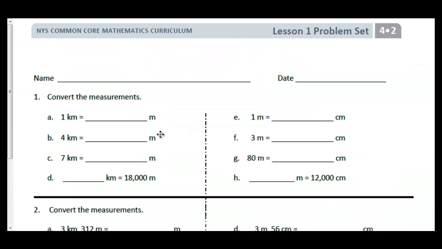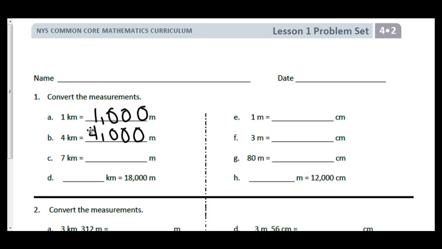Okay, so today's lesson, we're going to go right straight to our problem set. It really isn't about measuring so much as it is about converting measurements. So it's really important that you understand how many meters are in a kilometer. Where it says 1 kilometer equals blank meters, 1 kilometer is equal to 1,000 meters. So 4 kilometers would be equal to, I bet you can guess, 4,000 meters.